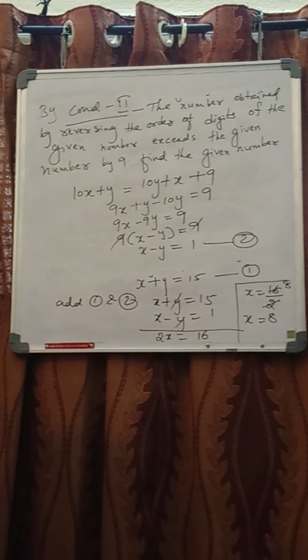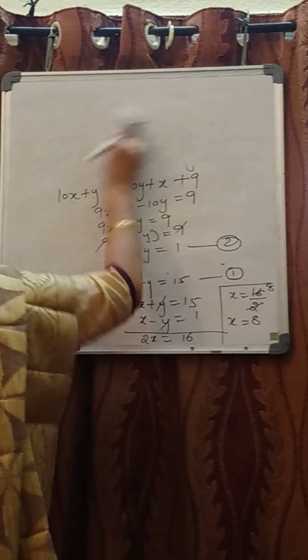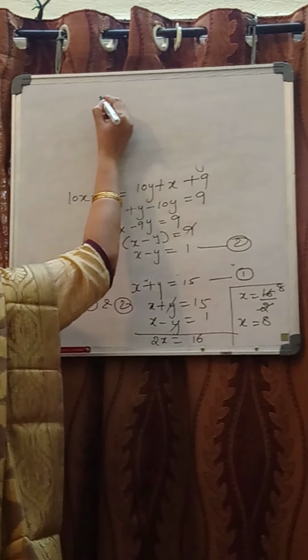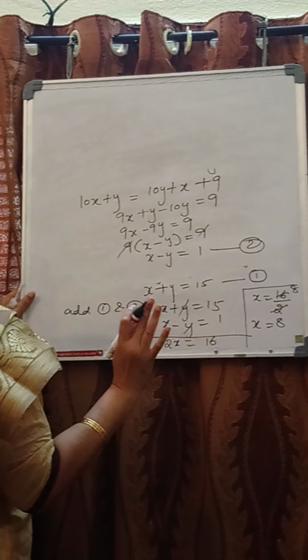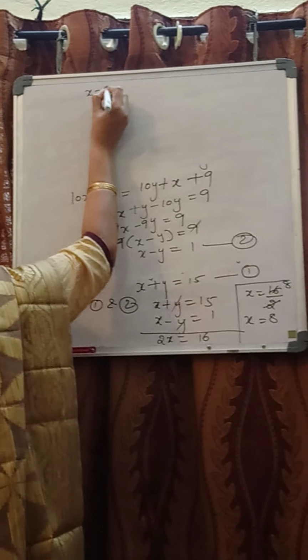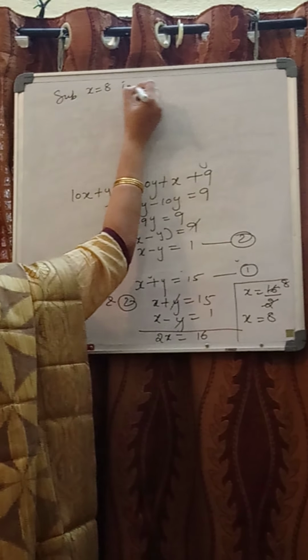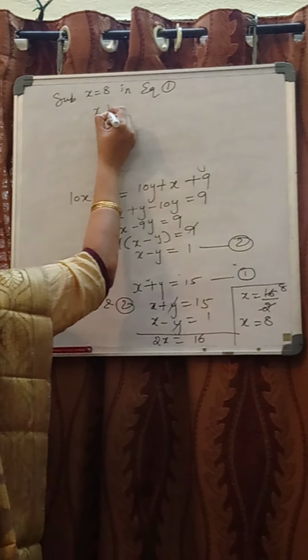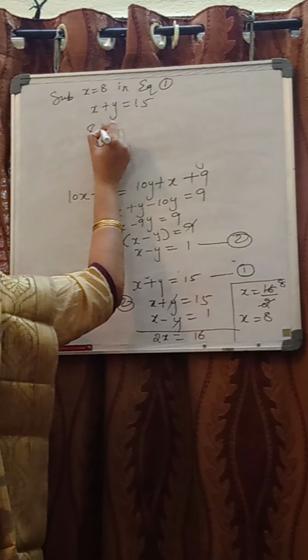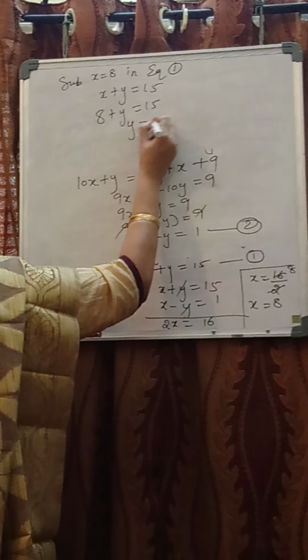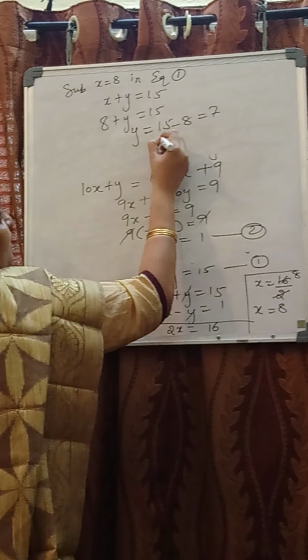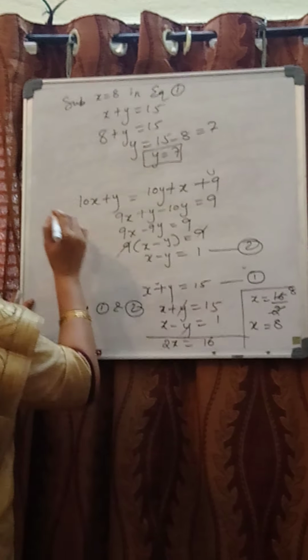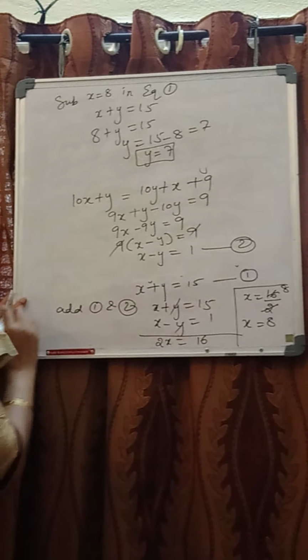Now let's find y. Substitute x equal to 8 in any one of the equations, children. Here I am substituting in equation 1. What is equation 1? x plus y is 15. So 8 plus y is 15. y is equal to 15 minus 8, that is 7. y equal to 7. Yes, children, you got x equal to 8 and y equal to 7.